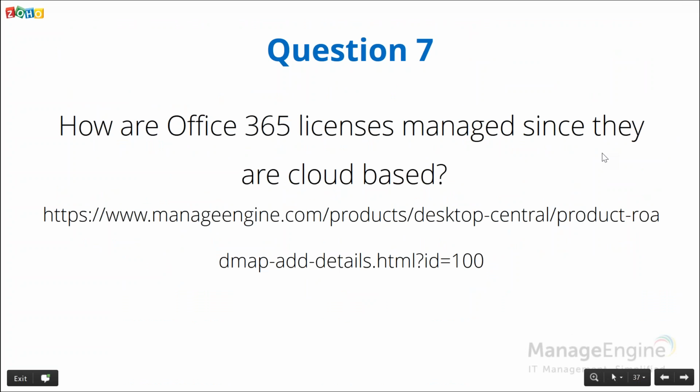So question number 7, how are Office 365 licenses managed since they are cloud-based? Well, when an application is installed on a machine and you have the licenses in the machine itself, the product key or the product ID is available in the machine itself, then it's easy to get the information from the machine. As you know, the agent has the ability to collect that and post it to the server, by which we can publish it as a report. But when it comes to cloud-based management, like a key management server, it is more challenging to access and collect that license.